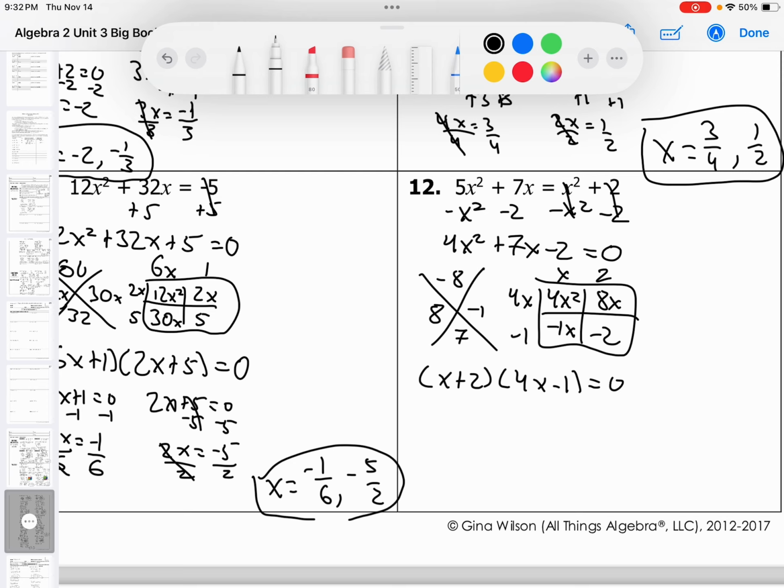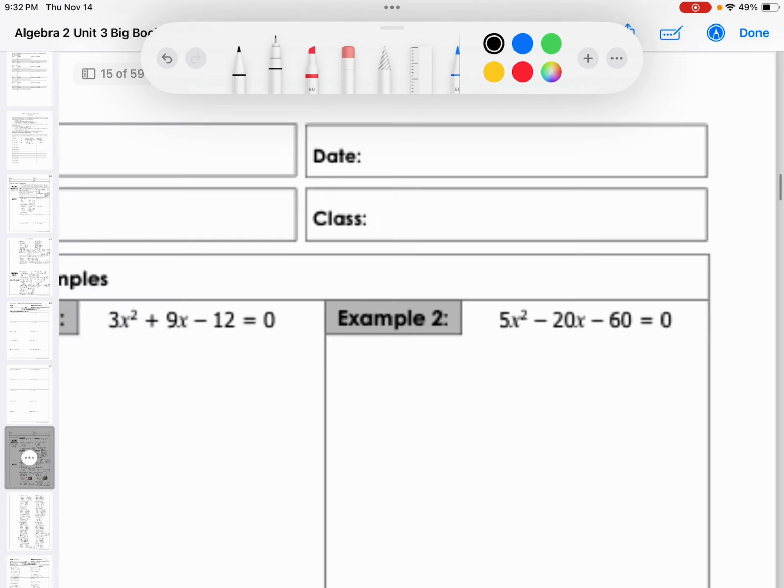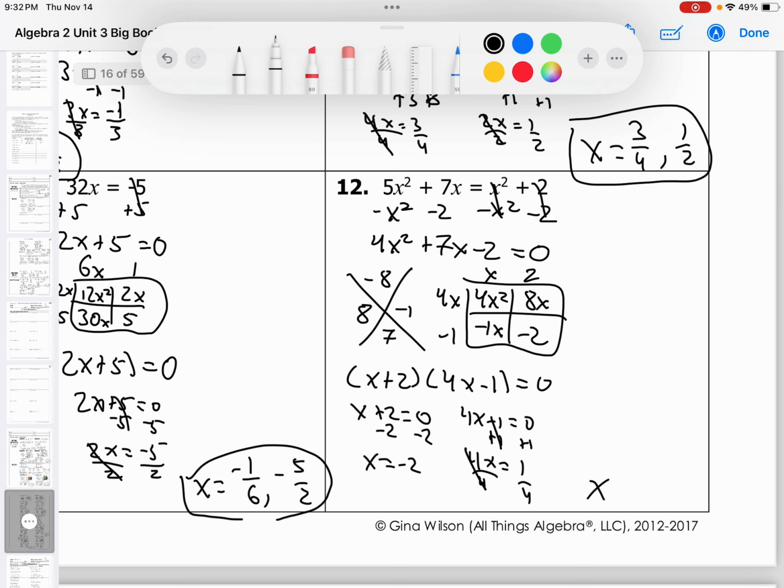For x plus 2 equals 0, we're going to get x equals -2. And for 4x minus 1 equals 0, we will get that x equals 1/4. So our two numbers for x on number 12 are going to be x equals -2 and 1/4.